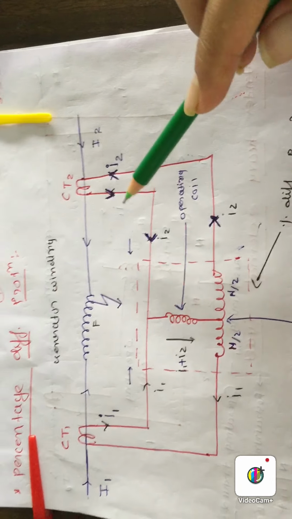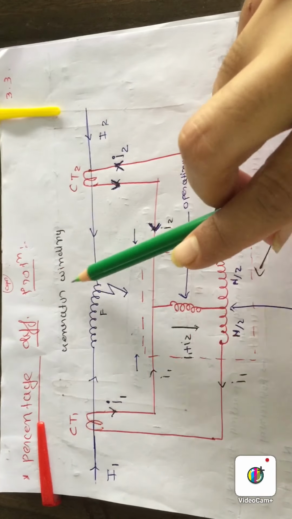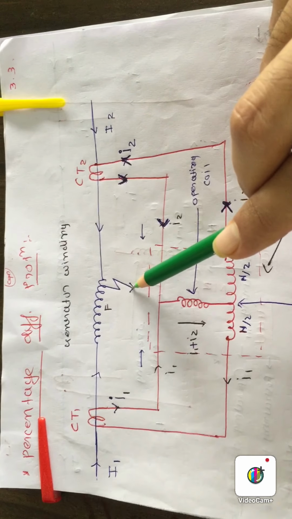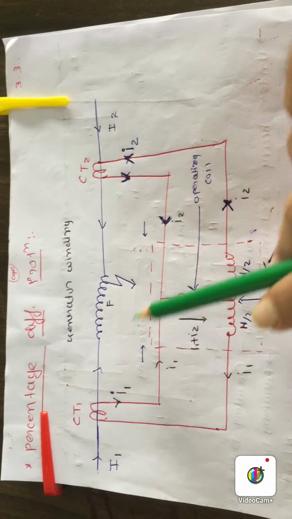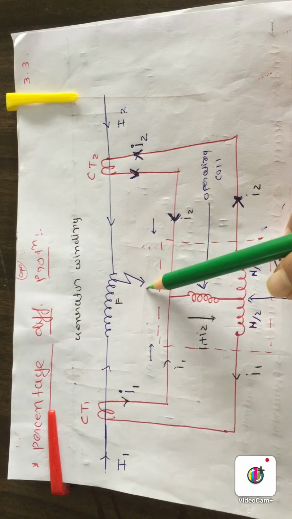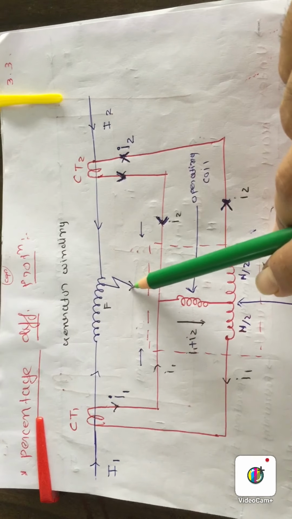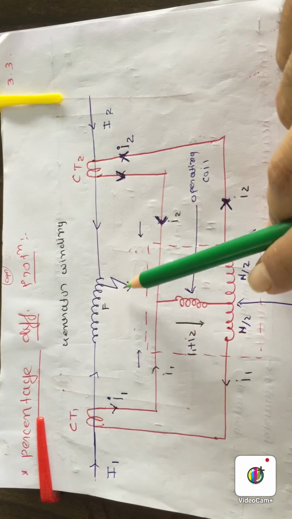Okay, this is the figure of the same percentage differential relay for internal fault. Okay, so this is the internal fault. Internal fault means it comes into the protected zone of differential protection. That's why for this fault your relay must operate.